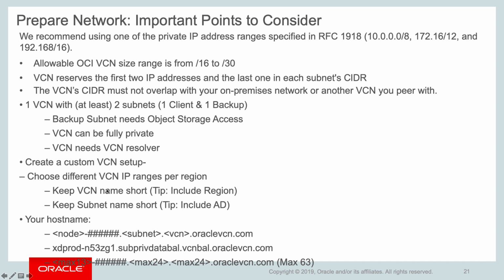As a best practice, you can keep VCN names short. You can include the region to differentiate. You should keep the subnet name short also, and the subnet name can have ADs in it. You can additionally have regional subnets. Your host name is going to be in the form of node name, then subnet, VCN, and oraclevcn.com.